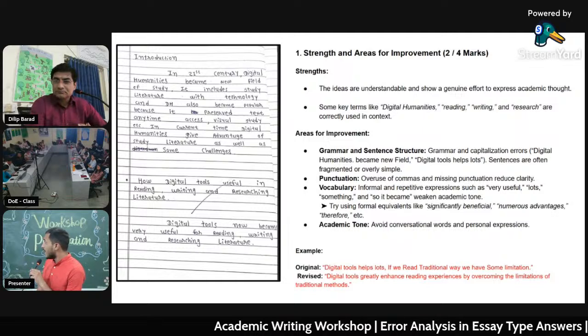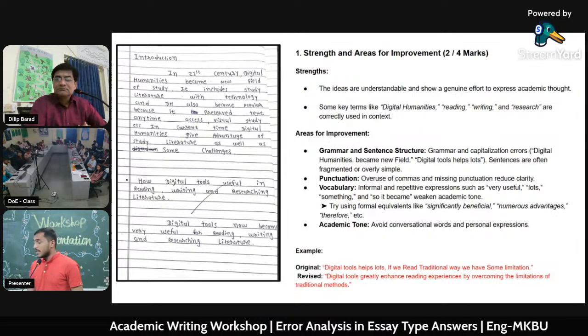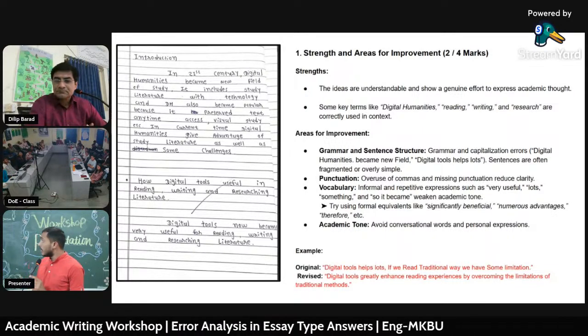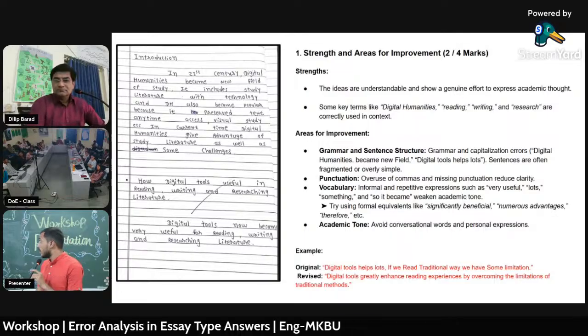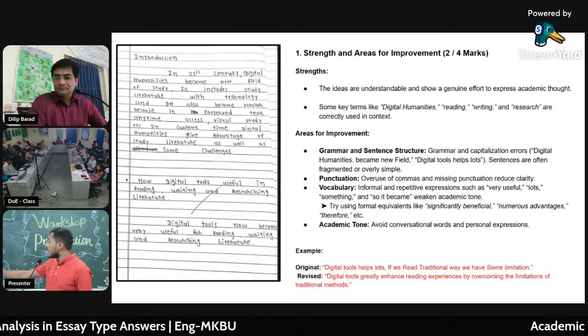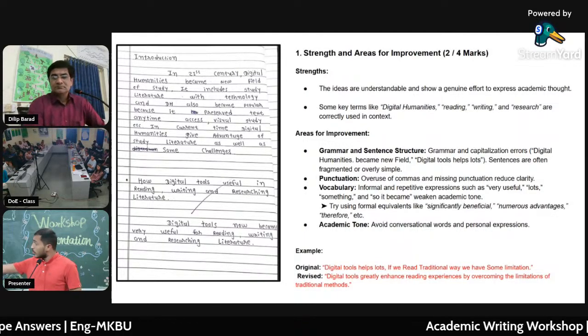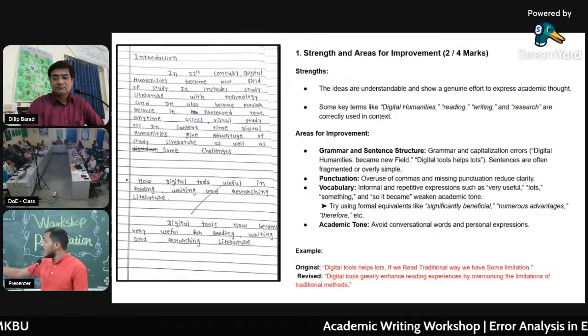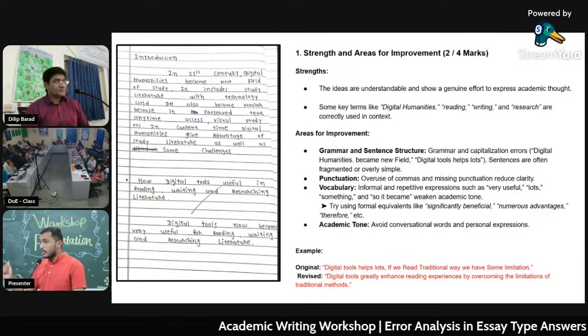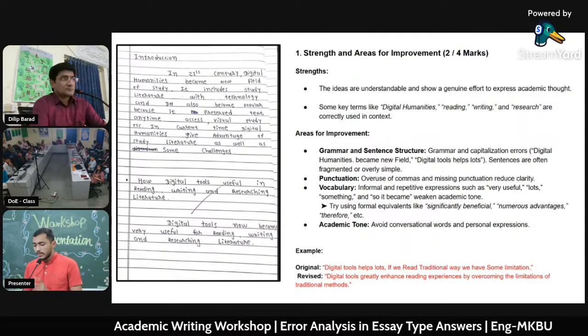And academic tone. So in our answer we have to use academic tone and avoid the mistake of conversational tone and personal expression. And it gives an example, like our original writing in our answer, and AI gives the revised version of how we have to write the answer.